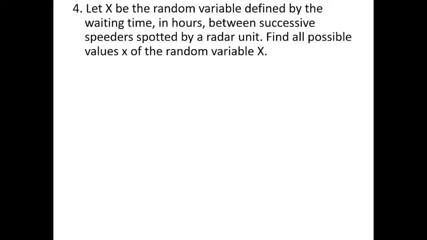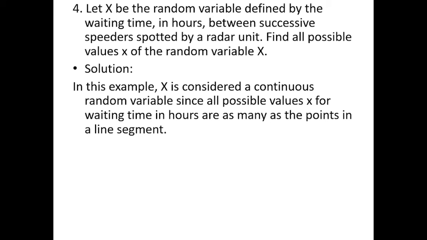Okay, number 4. Let x be the random variable defined by the waiting time in hours between successive speeders spotted by a radar unit. Find all possible values x of the random variable x. So in this example, x is considered a continuous random variable since all possible values x for waiting time in hours are as many as the points in a line segment. No? So let's analyze. Ang x daw natin ay isang random variable defined by the waiting time in hours between successive speeders na spotted by a radar unit. Okay? So, find all possible values x of the random variable x.